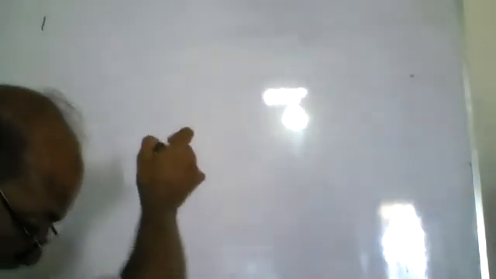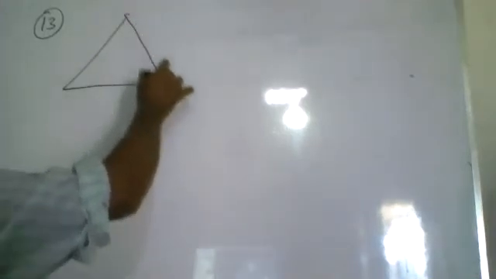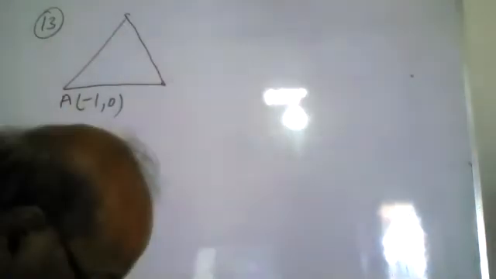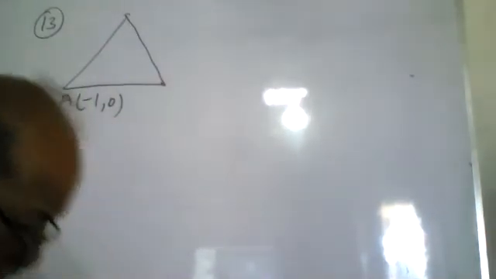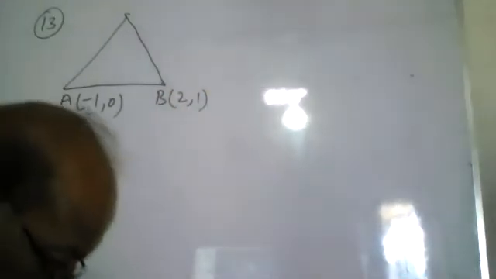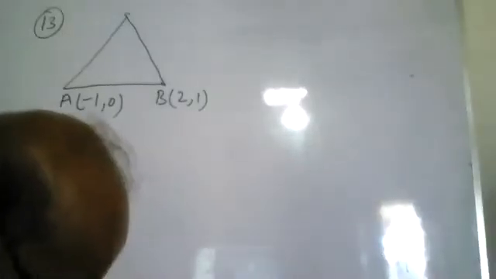Okay. So question number 10, triangle. Find the measure of the angles of the triangle whose vertices are A(-1, 0), B(2, 1), and C(1, -2). This is the triangle. This is question number 13.